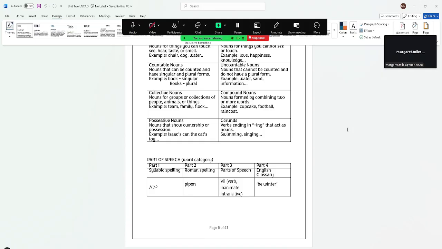Again, we will do more examples in this lesson. Animate and inanimate. So we said that there are two different ways of saying bring it: to be brought to you or to be passed to you.